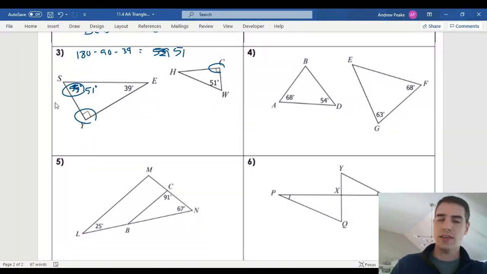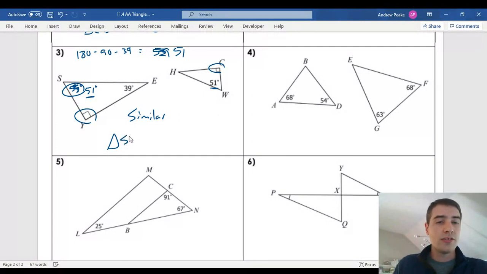See, it's okay to make mistakes. It happens. It's okay. We got 51 and 51. So now we have two angles. We'd say similar to one another. So triangle SEY is similar to triangle, let's go right in order here, so S, B, WCH. All right, because we have those two angles.